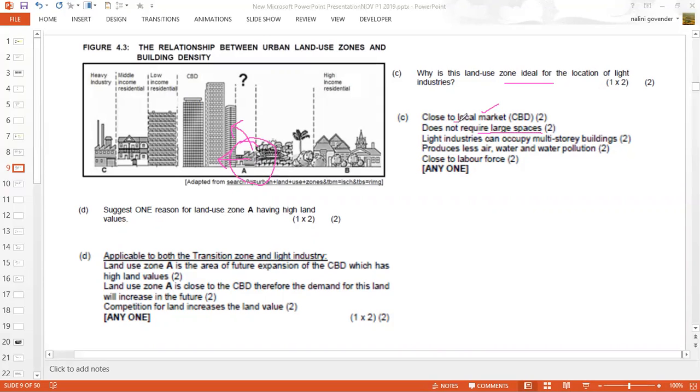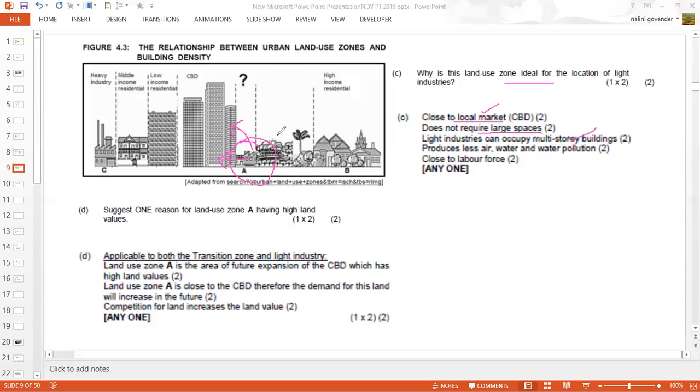Remember, we used the word local market in economic geography, Module 4, where we said home market. We said local market, right? So always integrate your work. Don't leave it as being work in isolation. Light industries can occupy any level of the building. It doesn't require large flat land. So that too can be a possible answer, right?